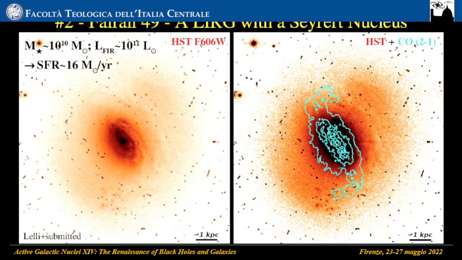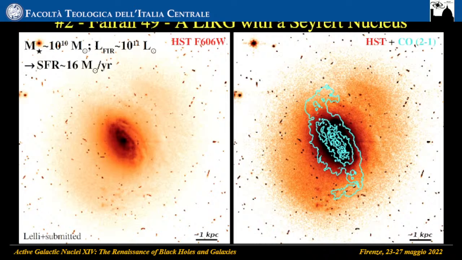Now let's move to Fireball 49. This object has a stellar mass of the order of 10^10, but is extremely bright in the far infrared with a luminosity of 10^11. So it may be considered as a luminous infrared galaxy, a LIRG. It has also a Seyfert nucleus, and we estimate approximately a star formation rate of 16 solar masses per year. So it means that probably the central AGN is coexisting with a starburst.